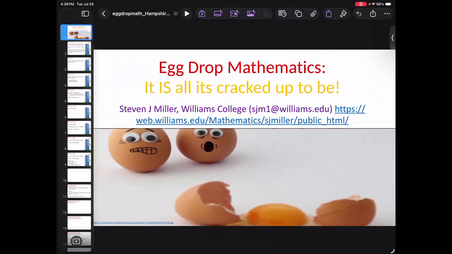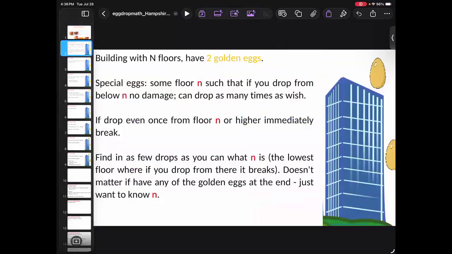Okay. So what I want to do today is talk about egg drop mathematics. I am not really advocating for going outside and dropping eggs, watermelons, stuff like that. I really don't care about dropping objects. I care about using this as a springboard to talk about good math, to see good math, to talk about how you attack problems.